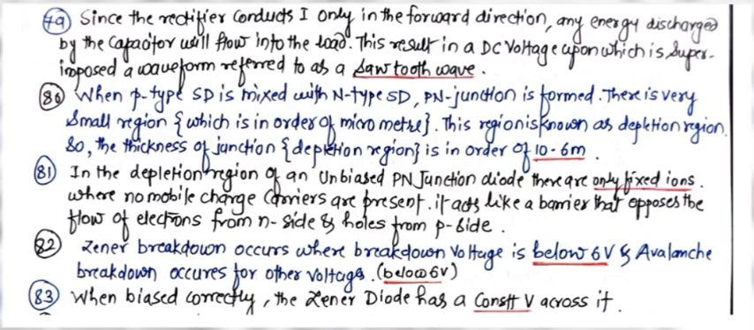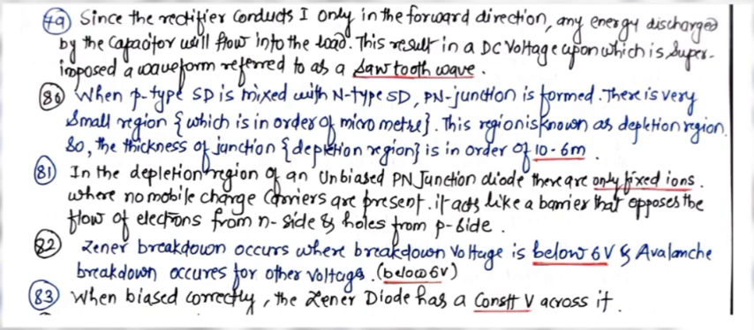When p-type semiconductor is mixed with n-type semiconductor, a p-n junction is formed. This is a very small region, which is on the order of micrometers. This region is known as the depletion region. So the thickness of the junction depletion region is on the order of 10 to the power minus 6 meter. In the depletion region of an unbiased PN junction diode, there are only fixed ions, where no mobile charge carriers are present. It acts like a barrier that opposes the flow of electrons from the N side and holes from the P side.